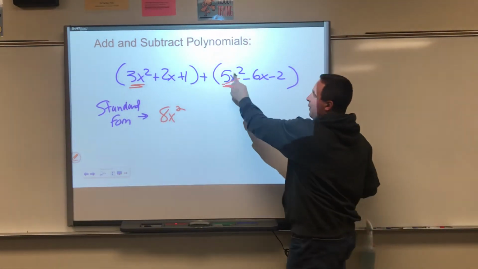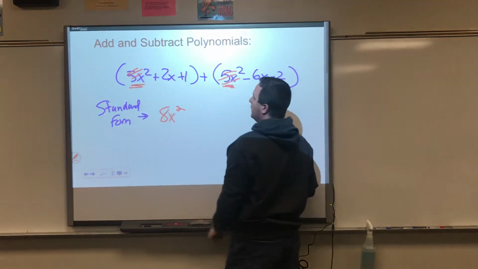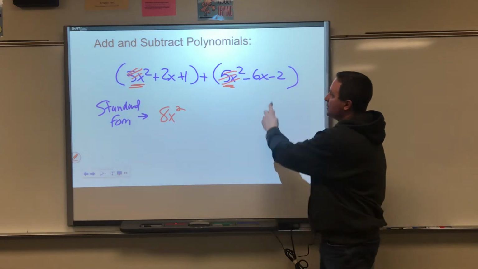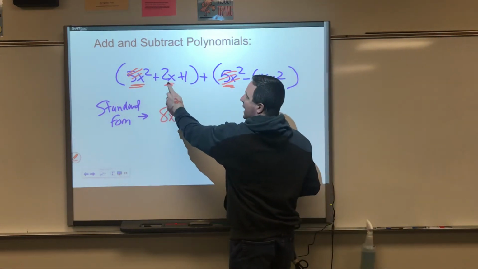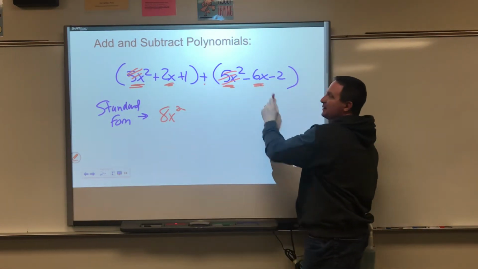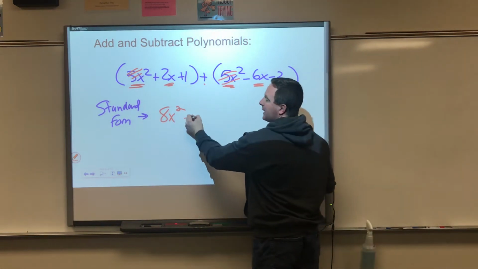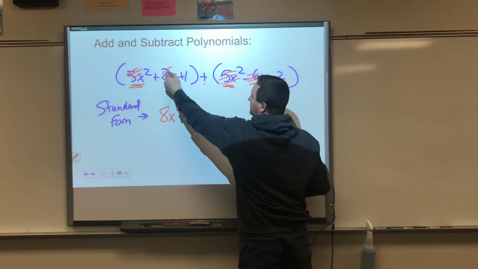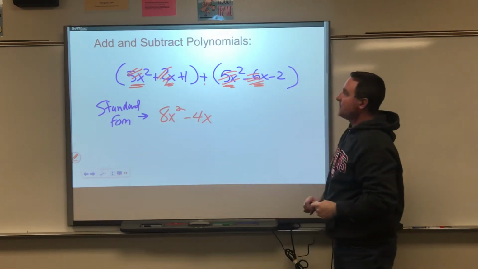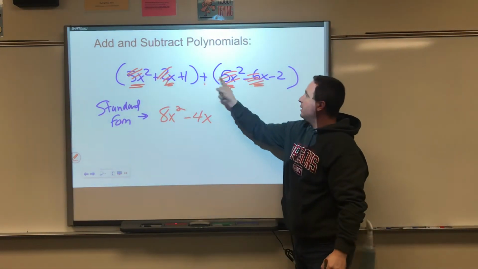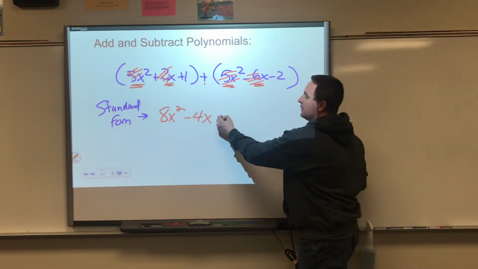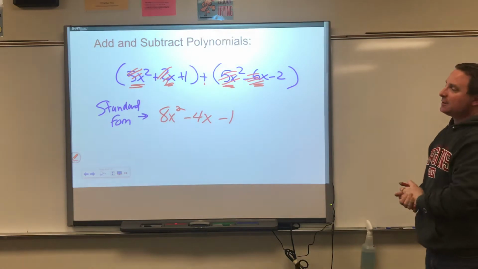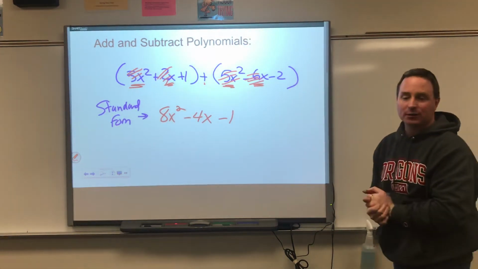And again, if I want to, I can cross them off. After the squareds come the first powers, just regular x's. Well, there's a couple of those too. I have a 2 plus negative 6. 2 plus negative 6 is negative 4x. And they're gone. And then lastly, I have the constants. 1 plus negative 2 is negative 1. And there's my answer right there. Just combining like terms is really all it boils down to.